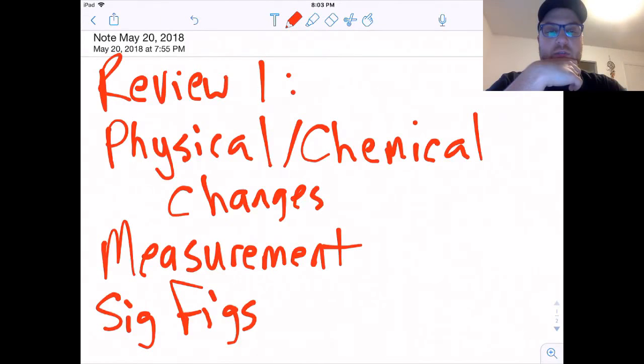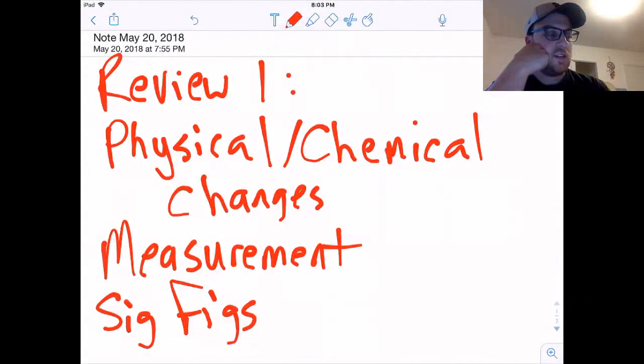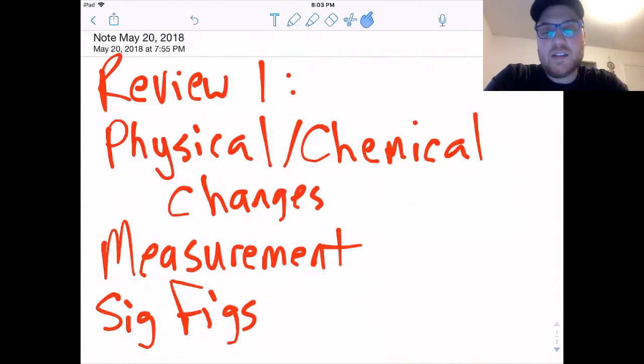This is the first review, which is physical and chemical changes, a little bit on measurement, not too much, but like density, percent error, stuff like that. And Sig Figs, everyone's favorite. We'll kind of wrap up with that.